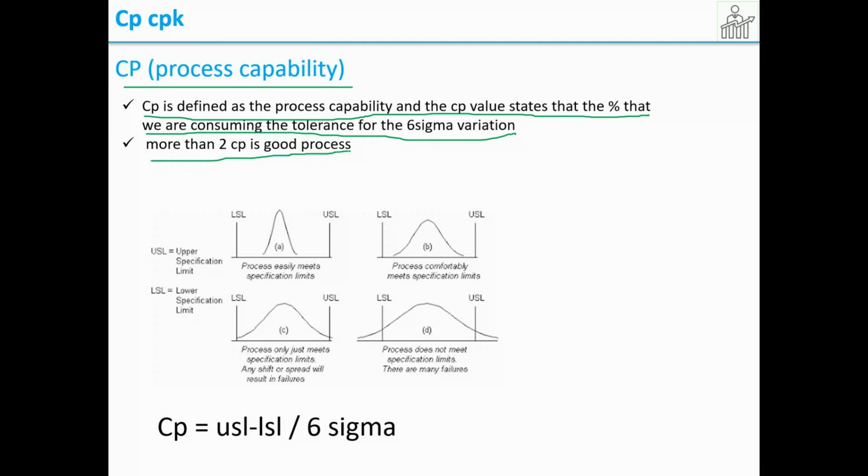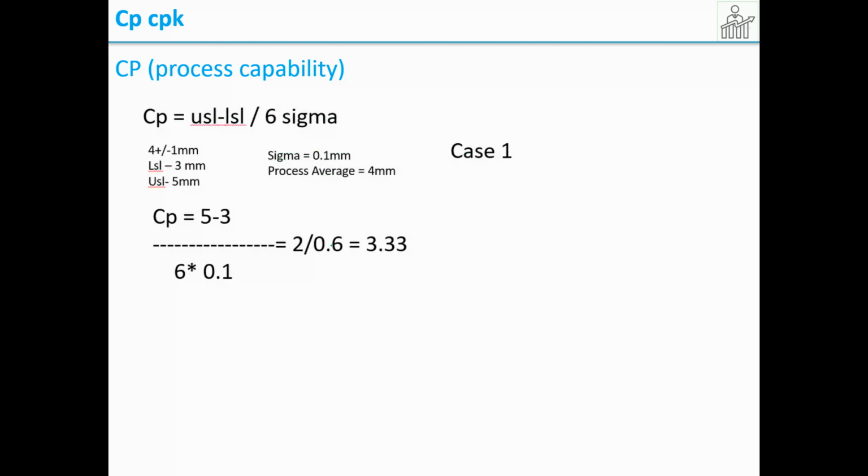More than 2 CP is a good process. And this is the formula for CP. CP is equal to USL minus LSL divided by 6 sigma. So in these examples, example A is very good. Example B is consuming the entire tolerance. Example C is also okay. Example D is out of spec, that means it is having more variation. In this case, for example A, CP will be good. B will be okay. C will not be okay, and D will not be okay.